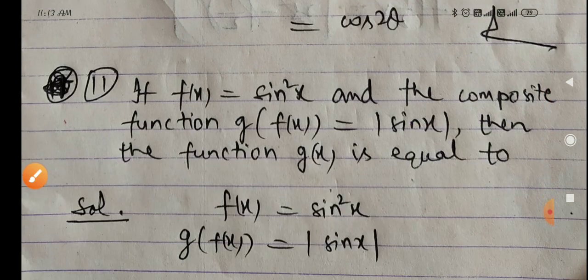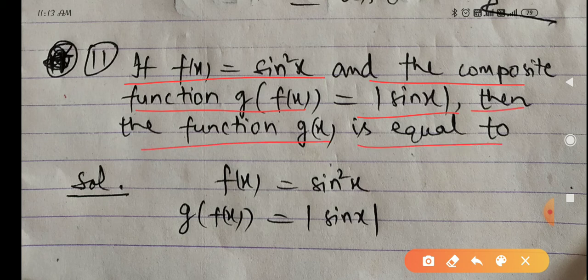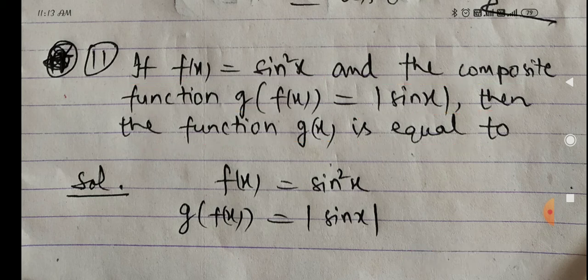Now question number 11, you can see: if f(x) equals sin²x and the composite function g(f(x)) equals |sin x|, then find the function g(x). What is the value of function g(x)? Important question. You can see how to solve this question. f(x) equals sin²x is given, g(f(x)) is |sin x|.